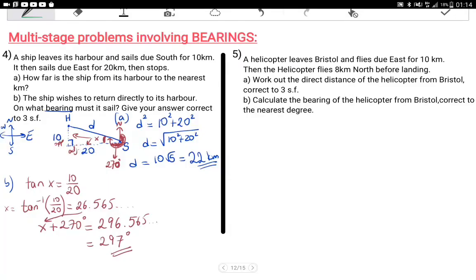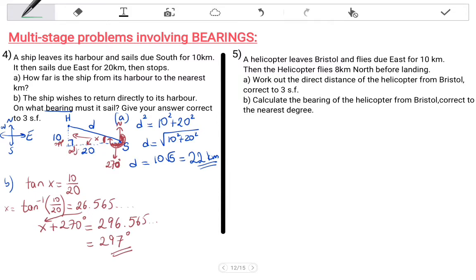Let's continue with question 5. Let's read first, then try to draw the figure. A helicopter leaves Bristol and flies due east for 10 kilometers. Then the helicopter flies 8 kilometers north before landing. Okay, so the first place was Bristol. I use capital B. A helicopter leaves Bristol and flies due east. East is that direction towards the right.